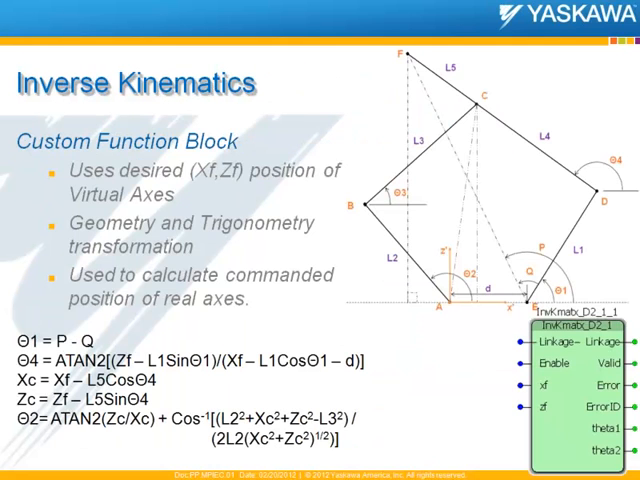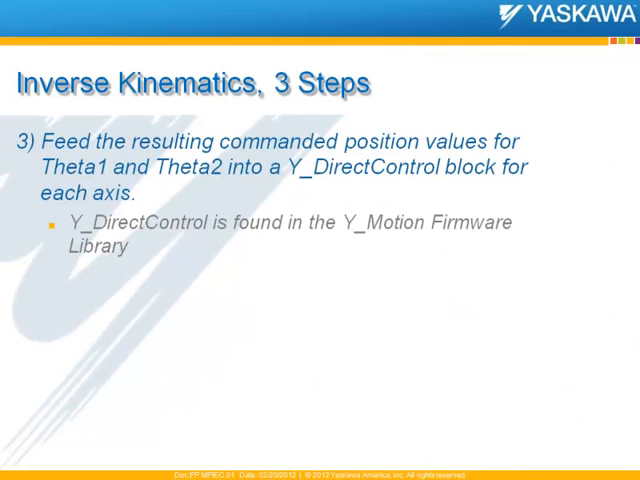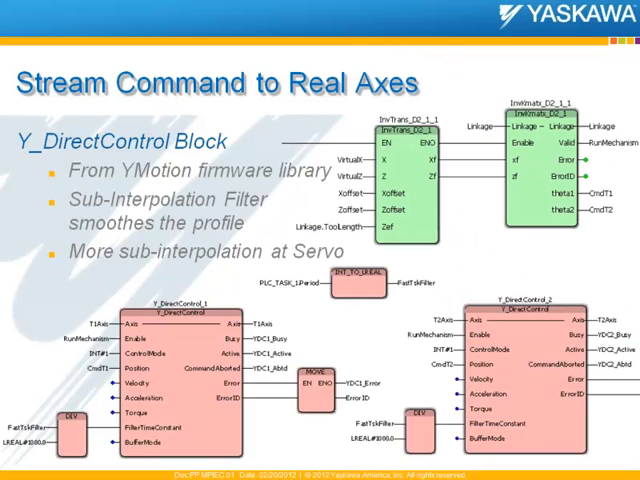So now we know point F, now we have to get back and figure out what theta 1 and theta 2 is. So same thing, just the other direction, a little bit different formulas. Here's where we use the arctan2 function to make sure that we don't have any divide by 0 problems. And then you feed that commanded position into the Y direct control block found as part of the Y motion firmware library. So here it is. Our resulting command that I showed you in the real code, command for theta 1 and theta 2, gets fed right in here to a direct motion.